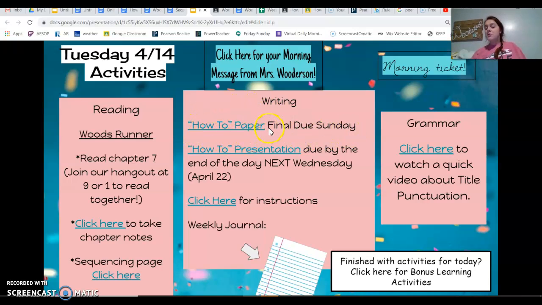We are going to finish our how-to paper this week. I have gotten, I would say, most 5th graders with their revising done. However, I do have a couple kiddos that submitted their how-to paper that were not done. They hadn't done all of the rainbow revising.